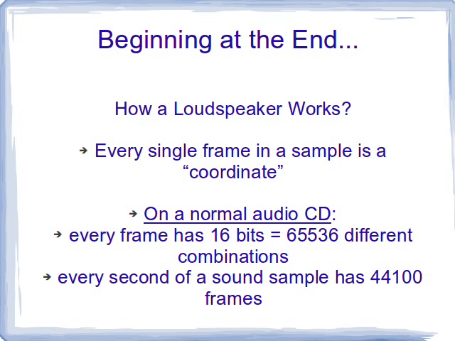And every single frame in a sound sample is indeed a kind of geographical coordinate of the loudspeaker membrane. For instance, in a normal audio CD, every frame of sound sample has 16 bits, and we have 44,100 frames per second. And what does it mean? It means that a CD sends coordinates to the loudspeaker membrane 44,100 times per second, and each coordinate has 16 bits, meaning 2 to the 16, which equals more than 65,000 different positions for the membrane.